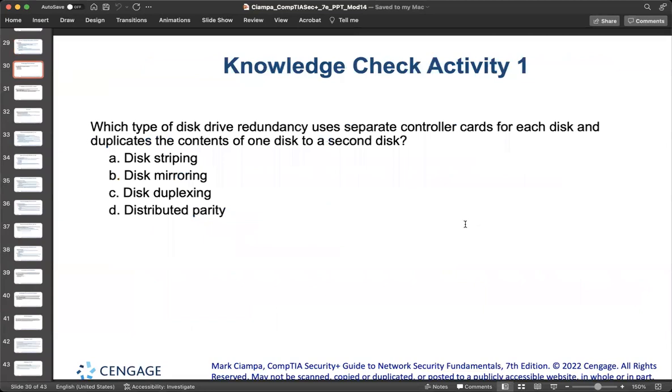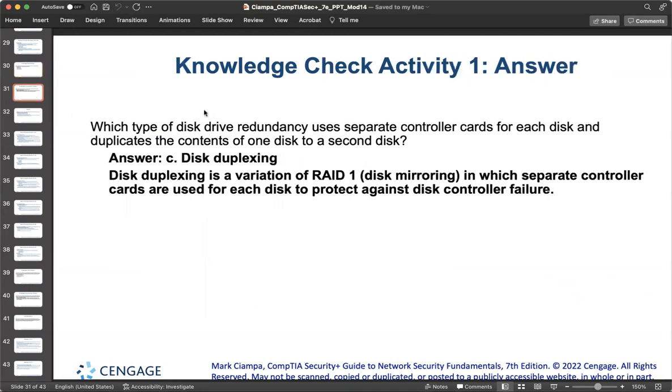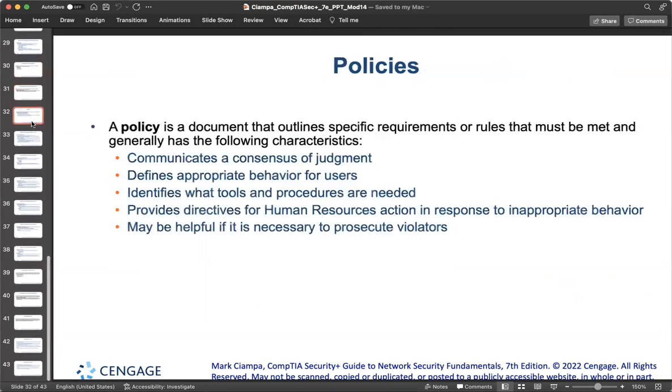Now it's time for a quick knowledge check. Let's check your knowledge. Which type of disk drive redundancy uses separate controller cards for each disk and duplicates the contents of one disk to a second disk? Right. The correct answer is disk duplexing.